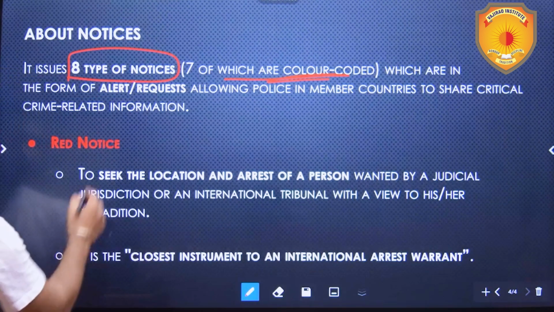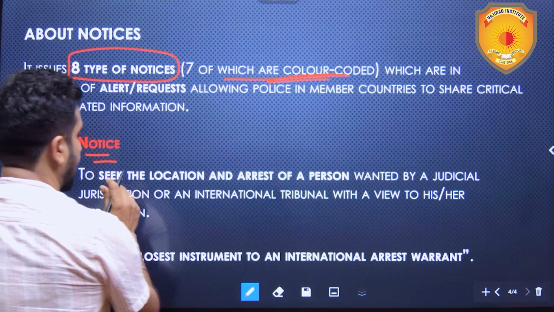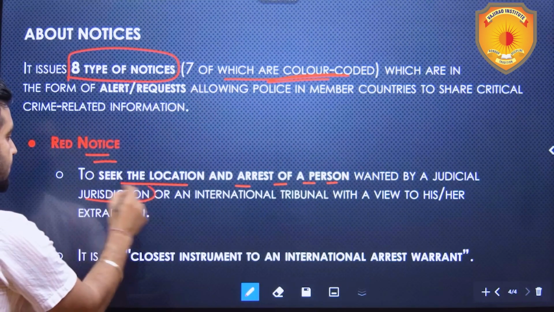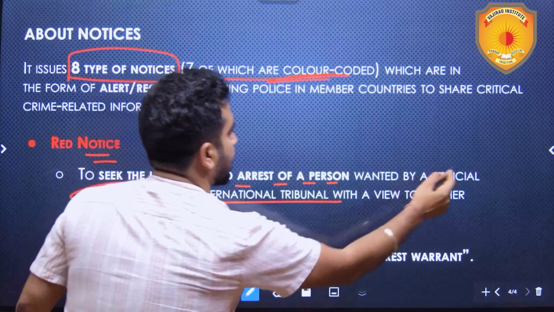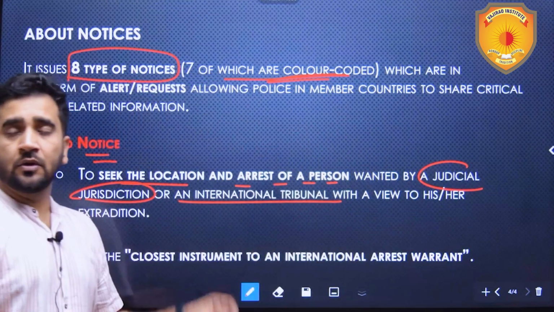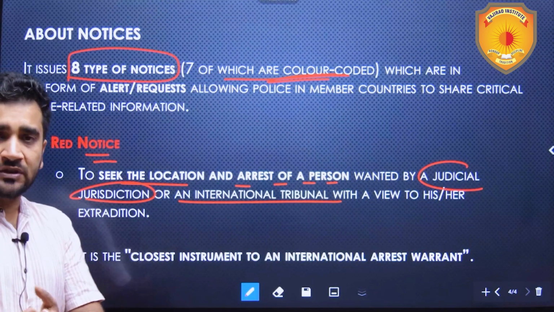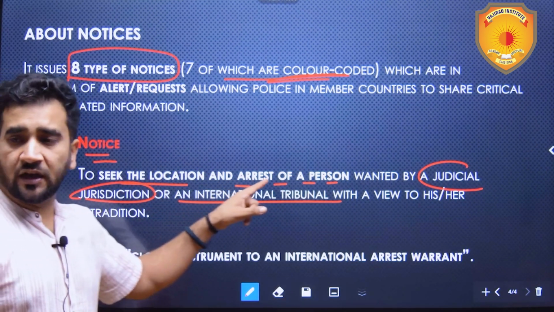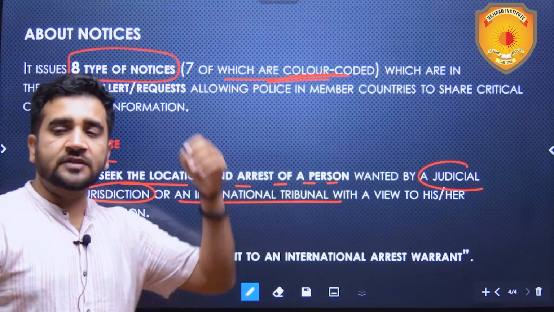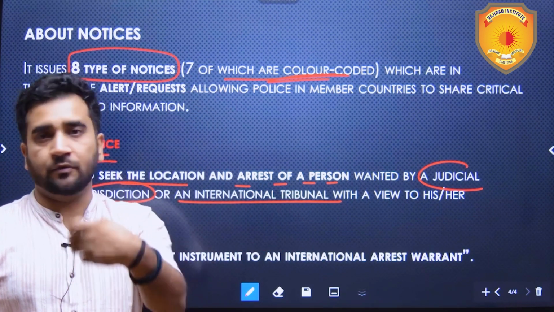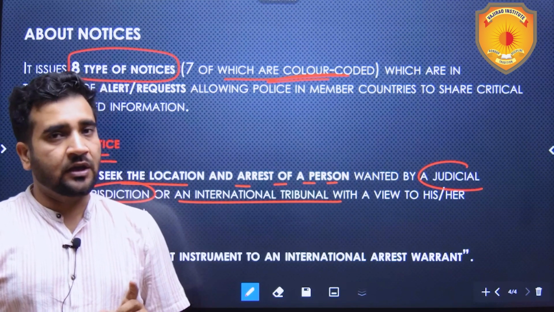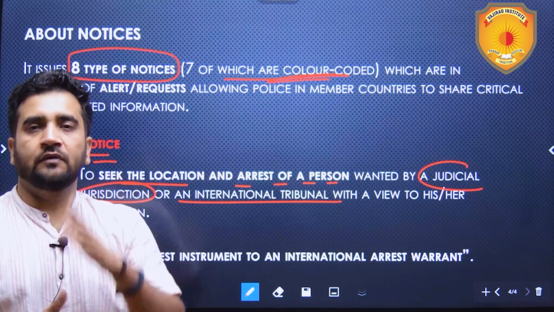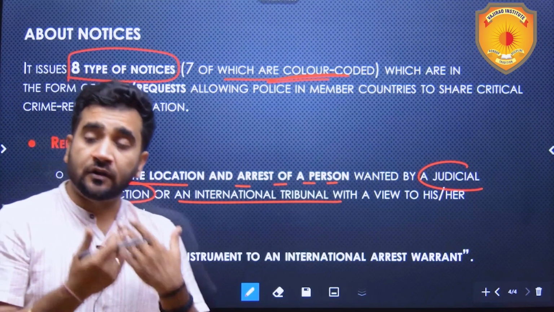Now, when I talk about the red notice, it is to seek the location and arrest of a person wanted by a judicial jurisdiction or an international tribunal. Now, in the present scenario, Karanveer Singh was a wanted person by India. So India is the judicial jurisdiction wanting the arrest of a person. India approached Interpol, Interpol agreed and said yes, that person is actually harmful, that person is a threat. We'll issue the notice. At times, it refuses to issue also.